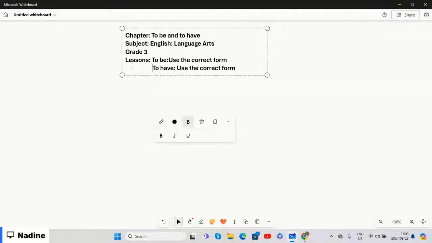All right. So when it comes to be and to have, right? To be and to have is to do with our tenses, right? It is to do with either our present tense, our past tense, or it is to do with the future tense, right?